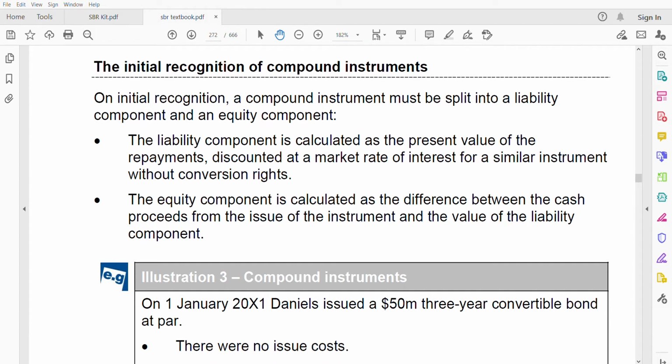On initial recognition, a compound instrument must be split into a liability component and an equity component. That's what it means. On initial recognition, you split between liability and equity.